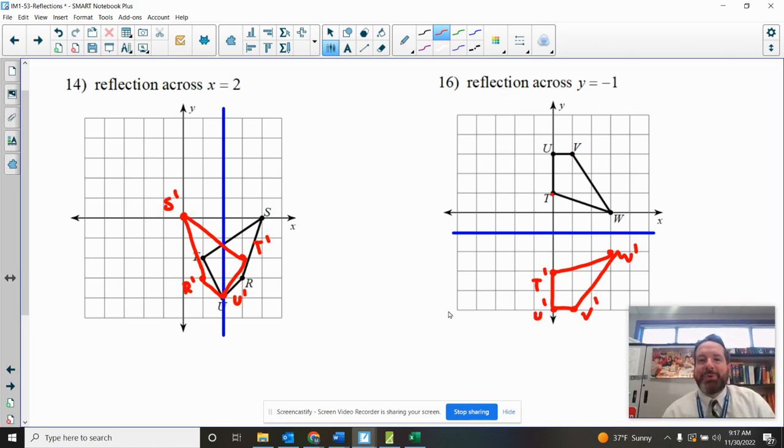And there you go. That's how you do your horizontal vertical reflections. Put your line in and then reflect your points across. Make sure that you label them when you're writing them on your paper.